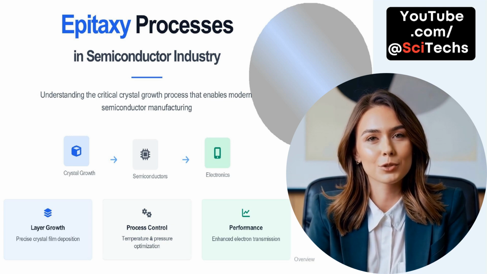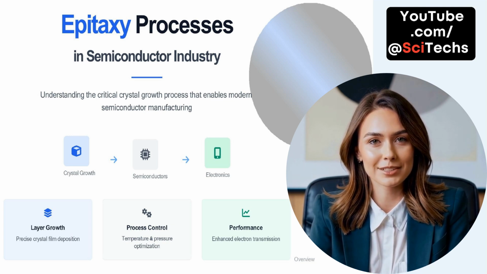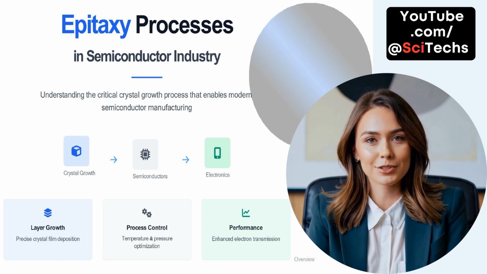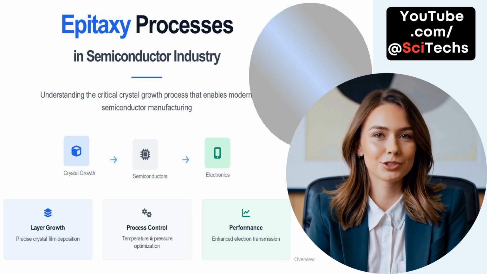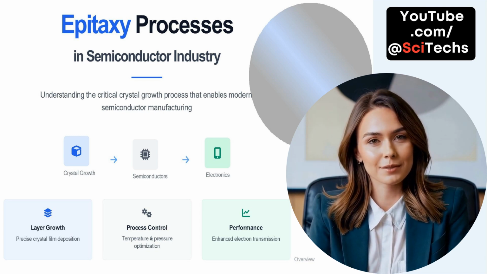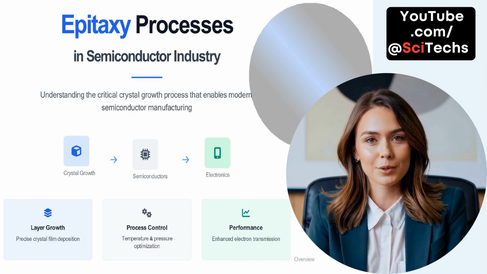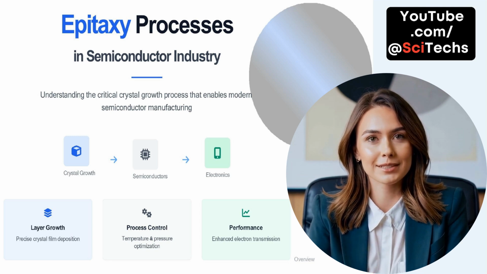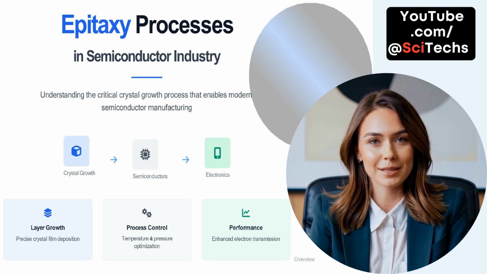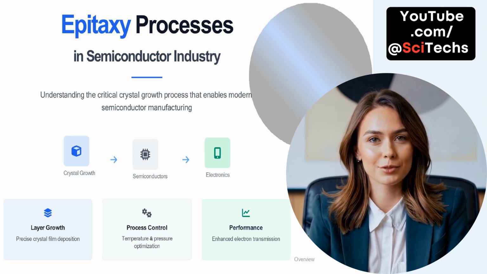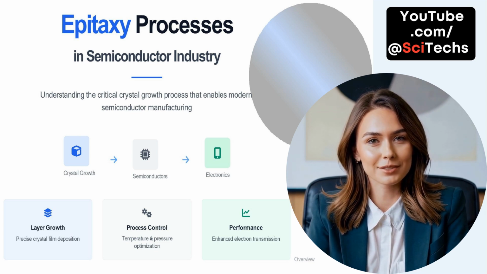It begins with crystal growth, where atoms are precisely deposited in alignment with the underlying substrate lattice. This results in defect-free layers that are essential for reliable electronic behavior. The grown crystal layers form the basis of semiconductors, which are the building blocks for integrated circuits and microchips. These semiconductors are then used in electronics, powering everything from smartphones to advanced computing systems.